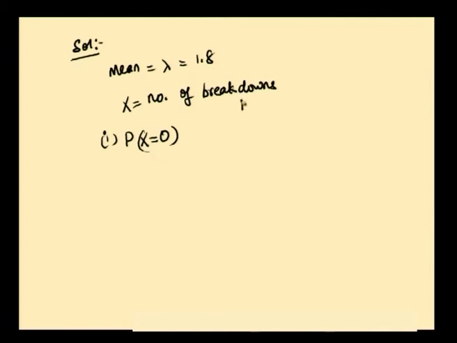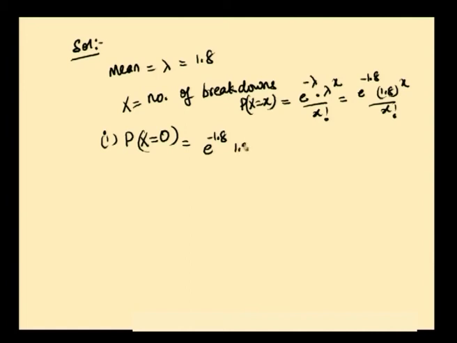Before that, you must write what is P of x is equal to x. Because it is a Poisson random variable, we shall have e power minus lambda, lambda power x by x factorial. You can even substitute this lambda and keep it constant, e power minus 1.8, 1.8 whole power x by x factorial. So, P of x is equal to 0 means e power minus 1.8, 1.8 whole power 0 by 0 factorial, which is equal to e power minus 1.8, and the value is equal to 0.1653.